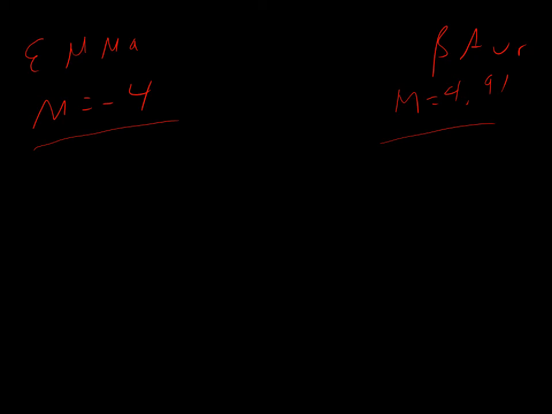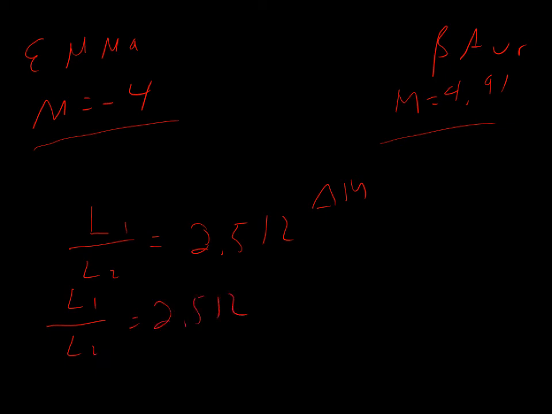So we do the same thing. We look for the actual luminosity. This is like the output, the power, the wattage. It turns out to be the same thing: 2.512 raised to the difference in absolute magnitude. So not apparent magnitude, but now absolute magnitude. The difference, 4.91 minus negative 4, is going to be 8.91. You don't subtract the other way, because you would get a negative number, and you cannot have a negative number in the exponent, so that determines which order you subtract.